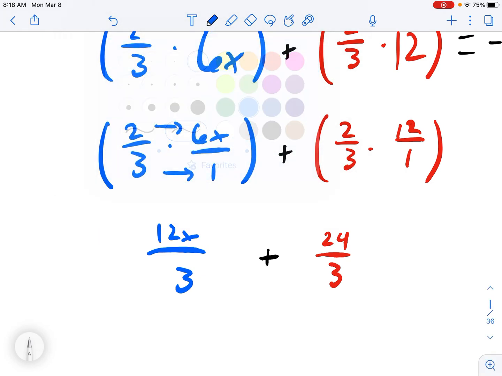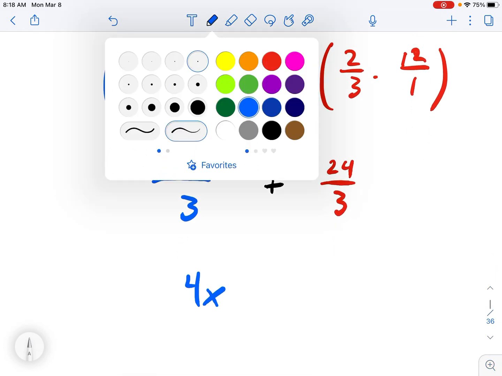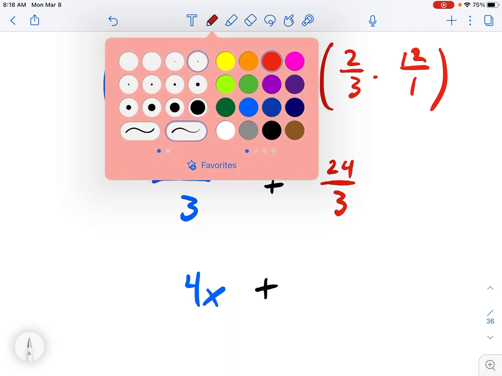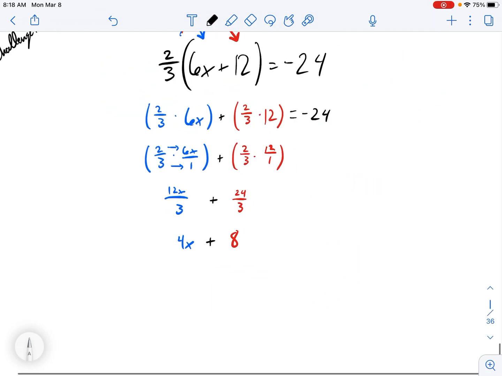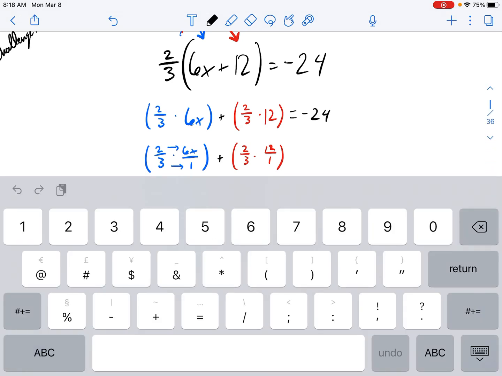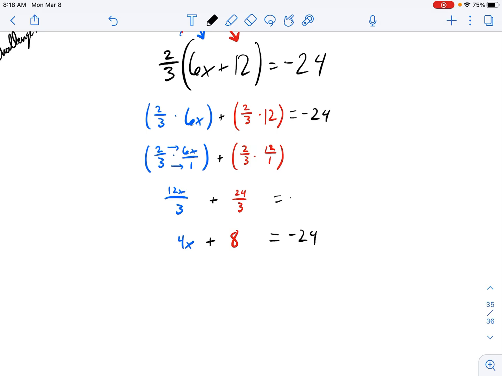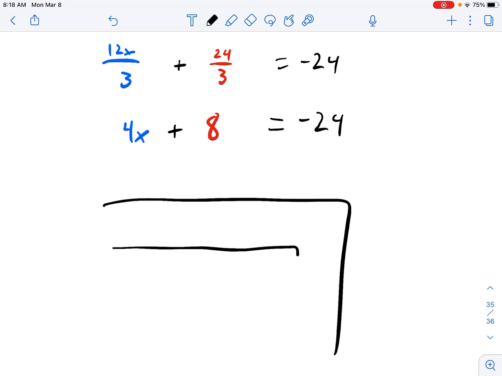Now, remember, a fraction means division, so 12 divided by 3 is 4. So this is 4x plus 24 divided by 3 is 8. So this is 4x plus 8 equals negative 24. Now we have a problem that we can solve, right? Oops, sorry about that. Now we have a problem that makes sense, right? Okay, so from here we can use do and undo.